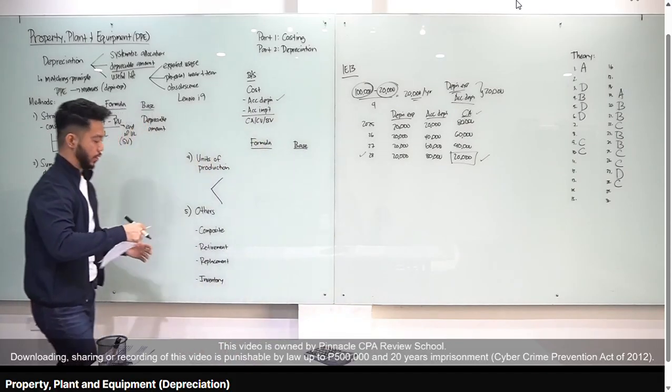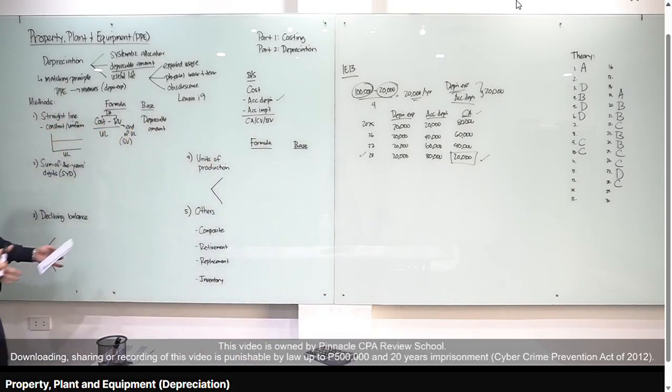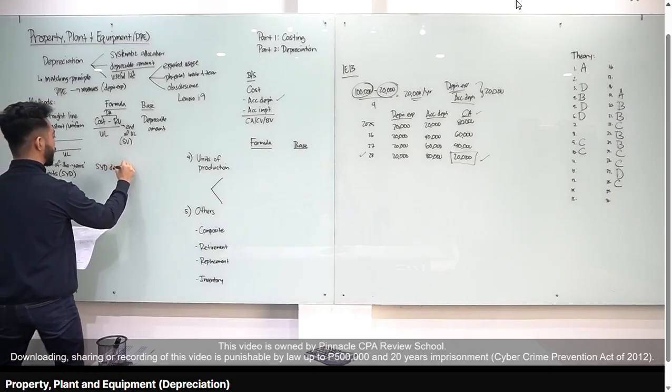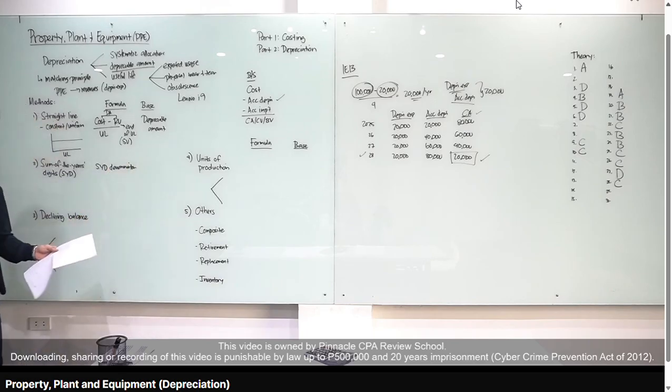Let's go to the second method. We call this the sum of the year's digits or SYD. So later, explain ko kung bakit iyan yung tawag dyan. Sum of the year's digits. Now, in SYD, ang important dito class is to compute for the SYD denominator. Iyan yung first thing na gagawin mo kapag SYD yung method. Okay? SYD denominator.